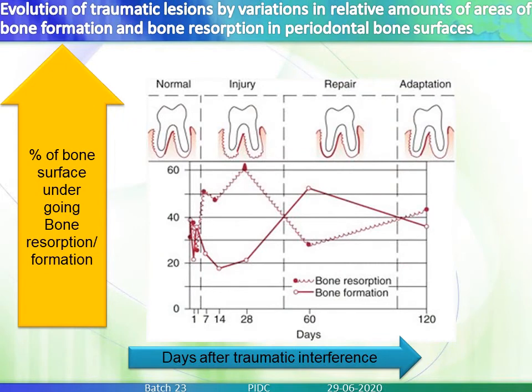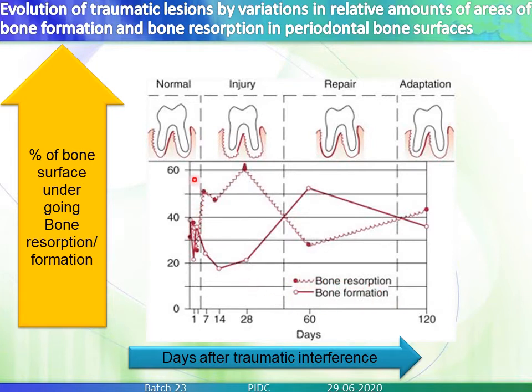Now coming on to a graphical representation which tells about the evolution of the traumatic lesion by variations in relative amounts of areas of bone formation and bone resorption in the periodontal bone surfaces. Here the x-axis shows the days after the traumatic interference, and the y-axis shows the percentage of bone surface undergoing bone resorption and bone formation. The straight line represents bone formation, and the curved line represents bone resorption.